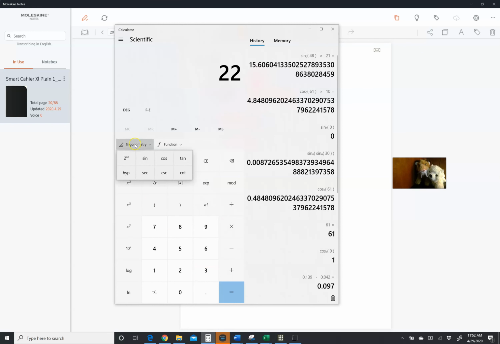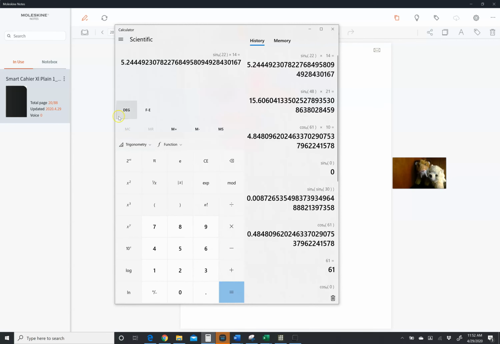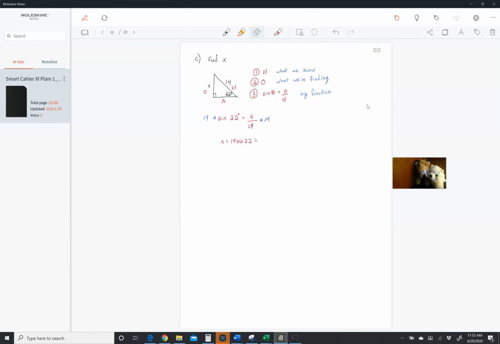I always do the sine first. It doesn't matter. It just makes it so that I know I didn't mess up any parentheses. And we get 5.24. Notice the next number is a 4, so we don't increase that number. We leave it as it is. So this is 5.24, and it should be less than 14, right? If you're getting a number that's greater than 14, you did something wrong, because 14 is your hypotenuse. Let's do another one.